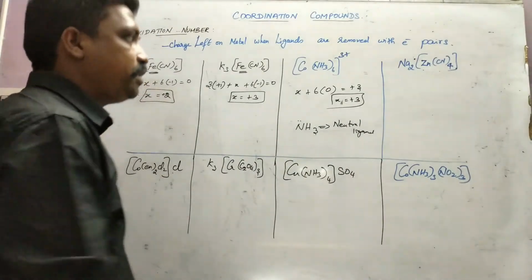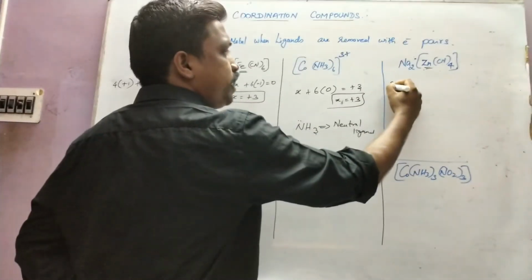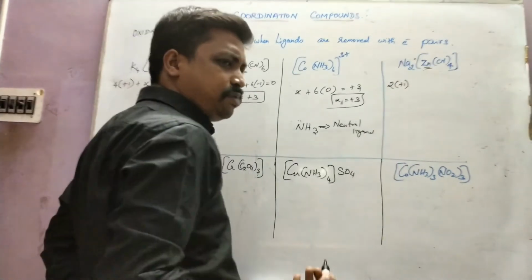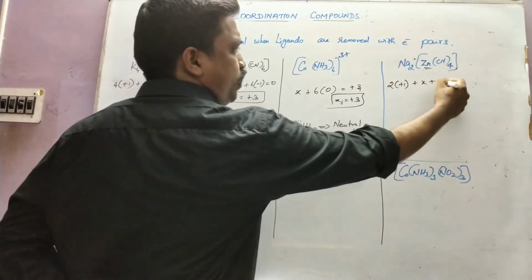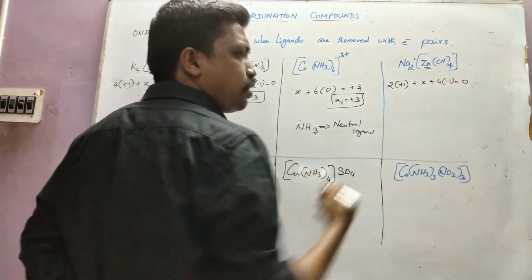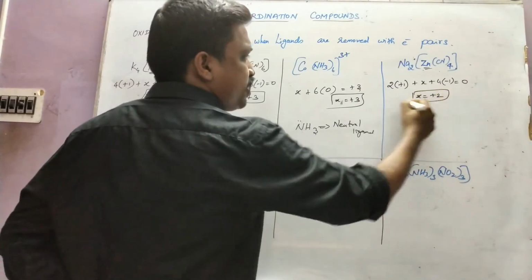Okay? Come here. What is the charge over zinc? So 2 times of sodium. What is the charge of sodium? We know it is very clear. +1. Plus charge of zinc, X. Plus 4 into cyanide charge, -1. The total value is equal to 0. By solving, we get the value of zinc as +2.